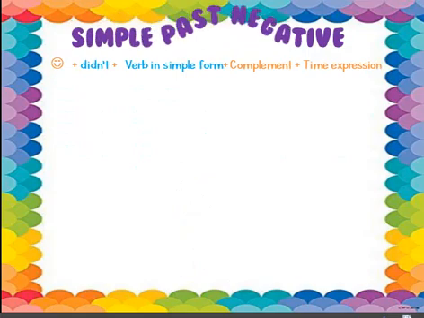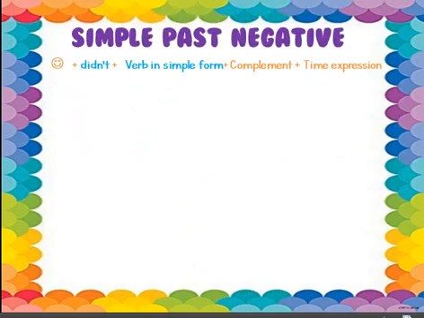Let's check the simple past negative structure, which is subject, didn't, verb in simple form, complement, and time expression. If you notice, in this case, our verb is going to be in simple form, not in simple past. Why? This is because we have the auxiliary didn't. So, if we have the auxiliary in past, the verb is going to be in simple form, not in past. Let's check some examples.